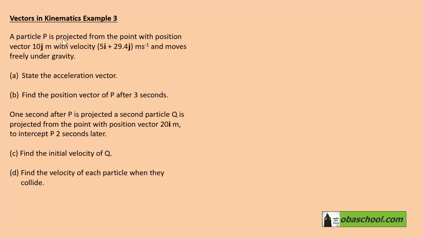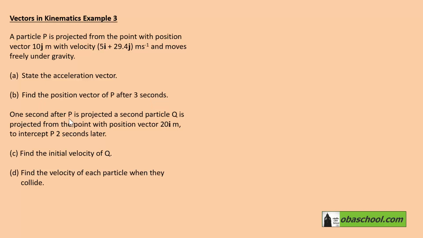A particle P is projected from the point with position vector 10j meters with a velocity of 5i plus 29.4j meters per second and moves freely under gravity. So what we have here is a projectile. State the acceleration vector. Find the position vector of P after 3 seconds.